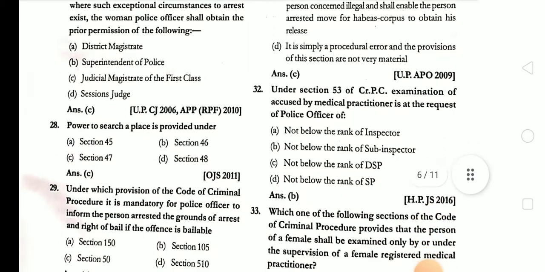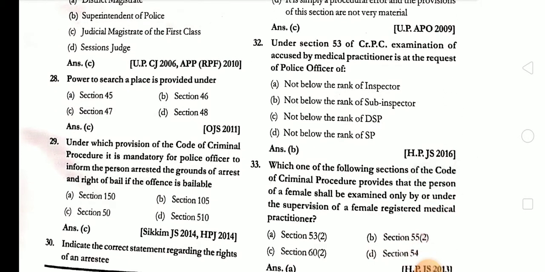Next question, power to search a place is provided under section 47. Under which provision of CRPC is it mandatory for the police officer to inform the person arrested of the grounds of the arrest and the right to bail if the offence is bailable? Answer section 50.